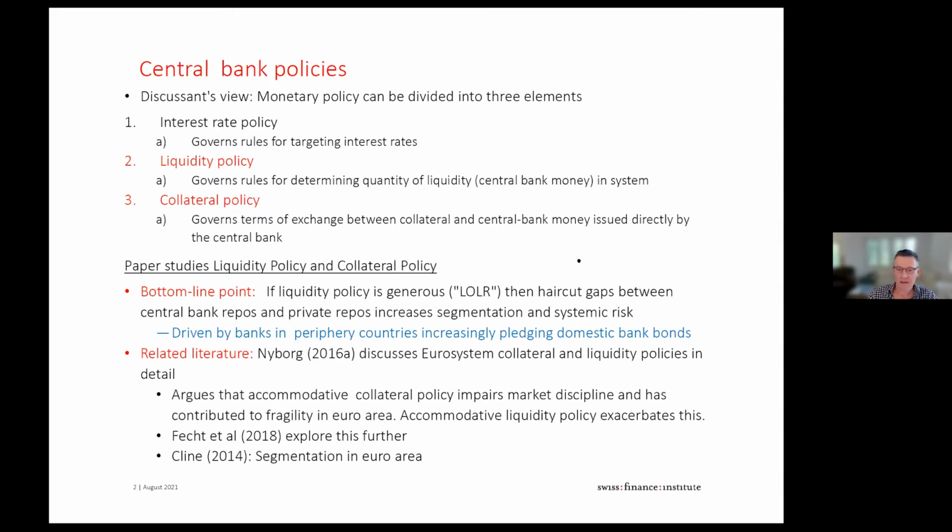As I mentioned, I discuss collateral and liquidity policies in detail and at length, excruciating detail at some points. One of the things I argue is that an accommodating collateral policy impairs market discipline and can contribute to fragility. And I say, maybe controversially, that this has been the case in the euro area. I further say that an accommodative liquidity policy exacerbates the collateral policy issues. So you need to distinguish between collateral policy and liquidity policy, and in my discussion I want to do that. I want to start with liquidity policy because it's much easier to discuss.